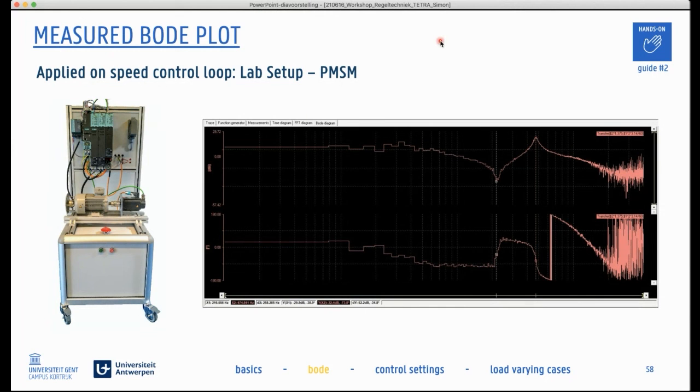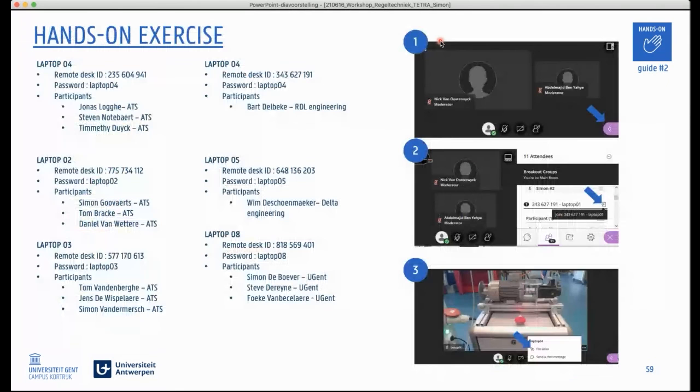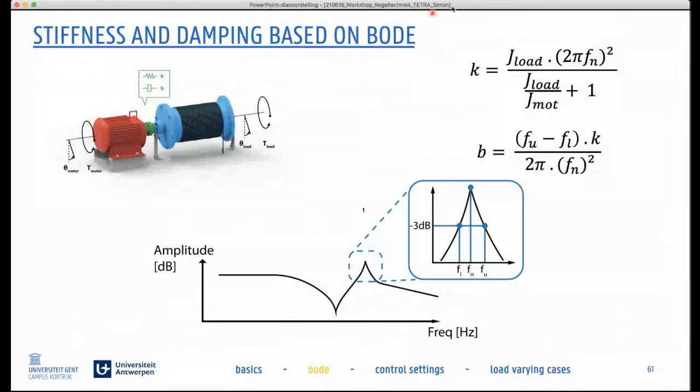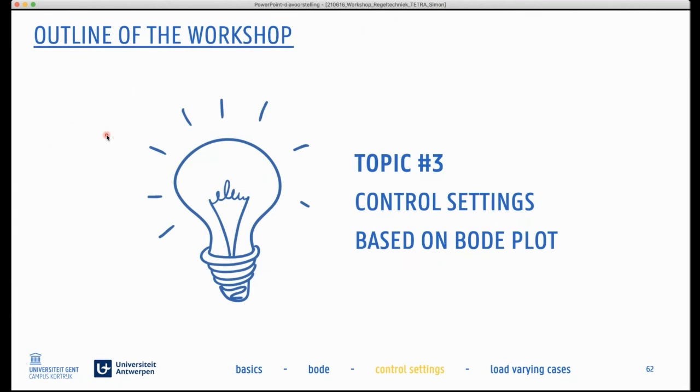Okay, then let me go to the next slide. Once we have the Bode characteristic, what can we do with it? Well, it can be used for quite a lot. You can use it to identify the stiffness and the damping of your coupling between the load and the motor. But of course, we will use it today in a setting of control engineering.